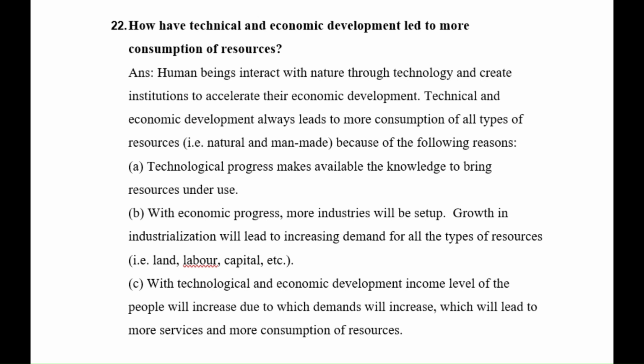A. Technological progress makes available the knowledge to bring resources under use. B. With economic progress, more industries will be set up. Growth and industrialization will lead to increasing demand for all types of resources, i.e. land, labor, capital, etc. C. With technological and economic development, the income level of the people will increase, due to which demands will increase, which will lead to more services and more consumption of resources.